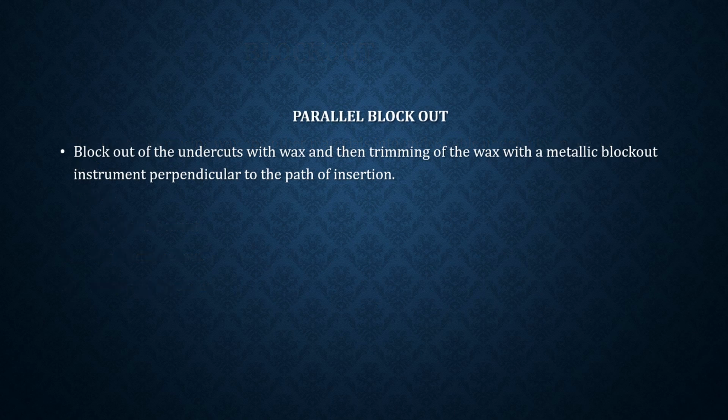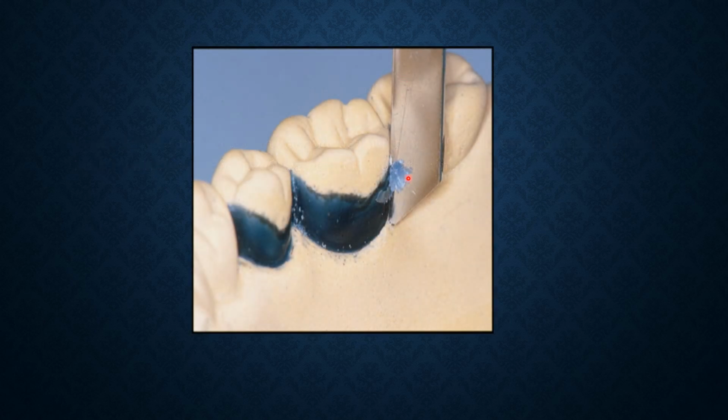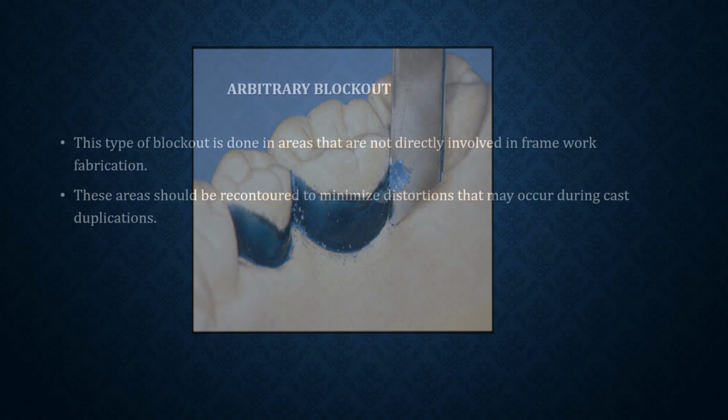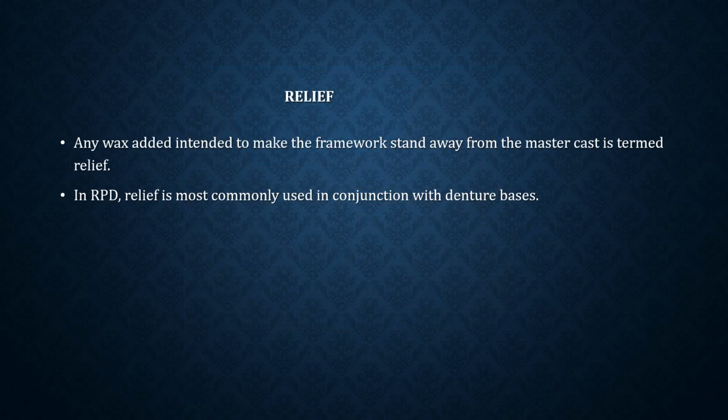The tapered blockout is 2 to 6 degrees from the path of insertion. You can use any tapered instrument, or you can do it from the surveying tool. That is exactly how the surveying tool looks. They have put wax here and they're trimming off the wax and making it straight. It's just to minimize undercuts and to have accuracy during duplication.